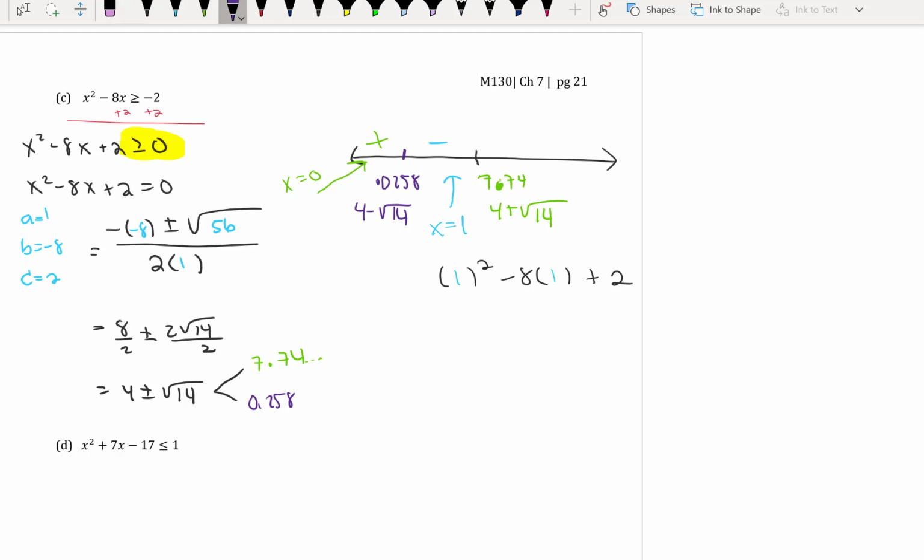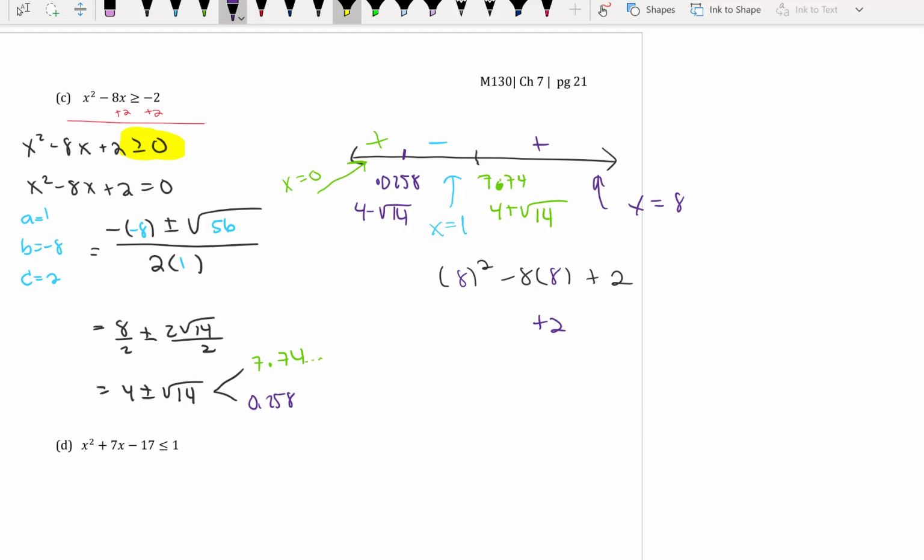And now, for that last bit, let's have x is equal to 8. So if I plug 8 into this equation, I would have 8 squared minus 8 times 8 plus 2, which is a positive 2.